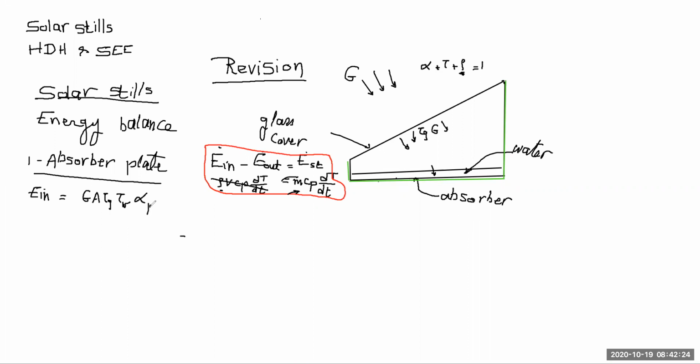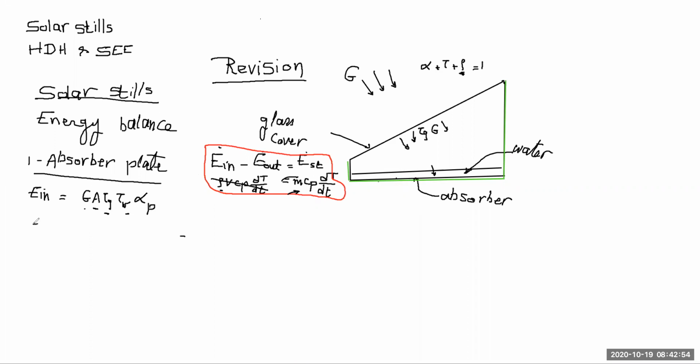So alpha plate, this is the irradiation falling. This is the surface area. This is the transmissivity of the glass, because the energy had to transfer through the glass, and the transmissivity of the water, because the energy has to go through the water and reach the absorber, where it will be absorbed. So this is the energy in that we have here.